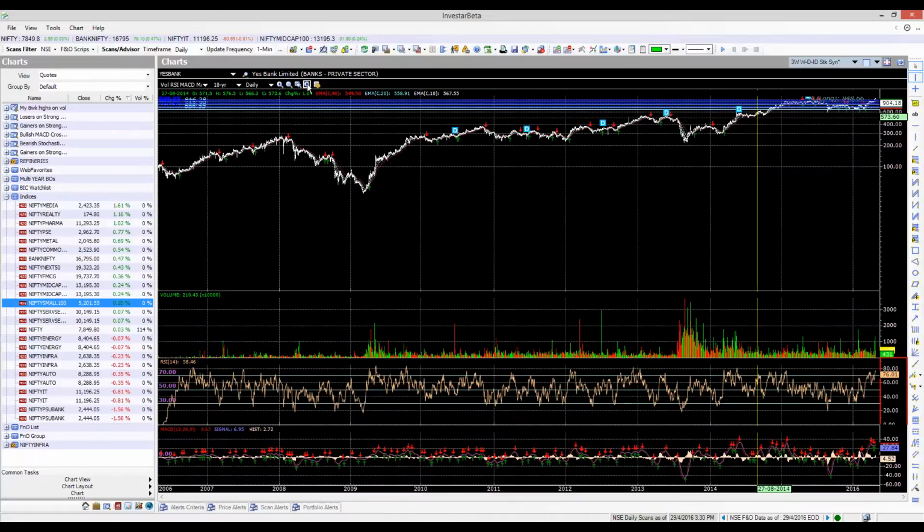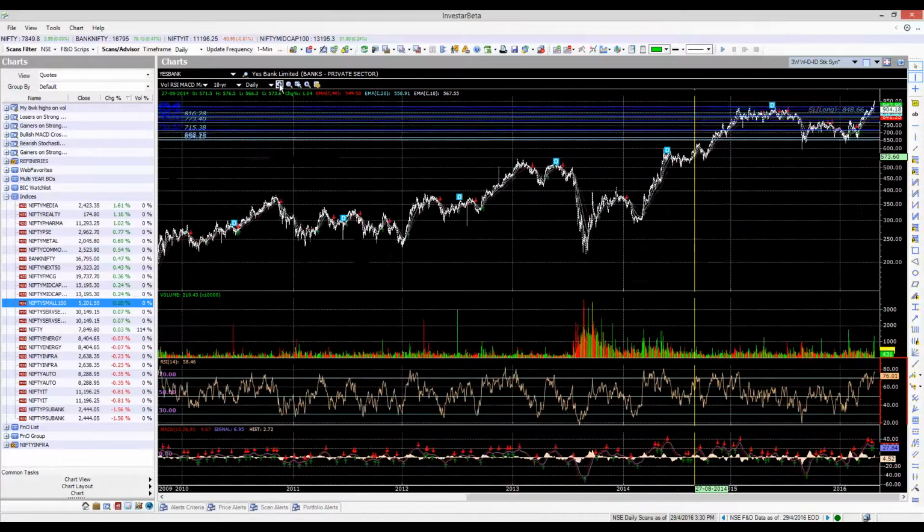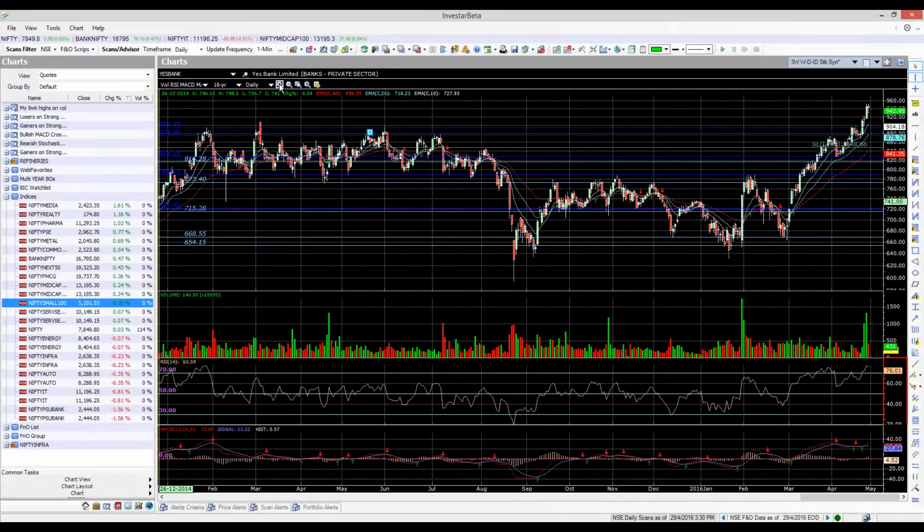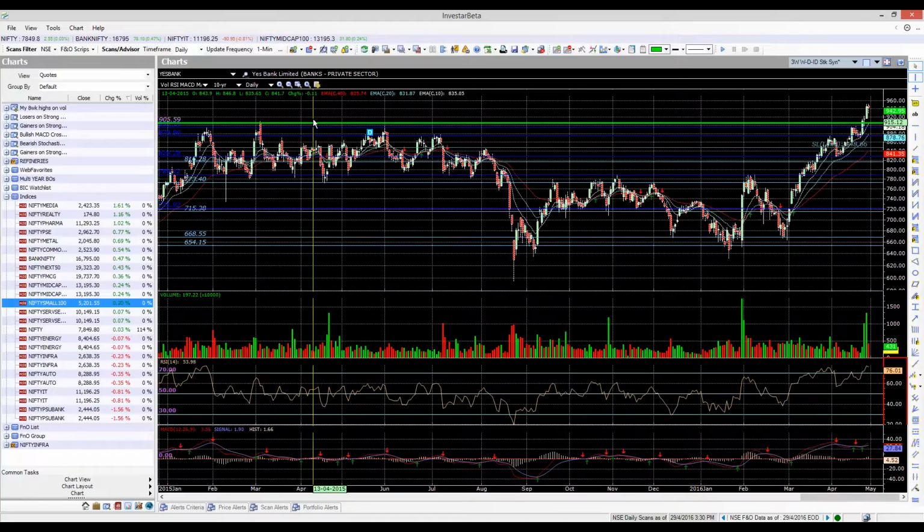Just trying to see where the previous life high was. Okay, so the previous life high itself was sometime last year. On a closing basis, that's where it was, and what you can see very clearly now is that it's just been going up. So Yes Bank is an excellent buy.